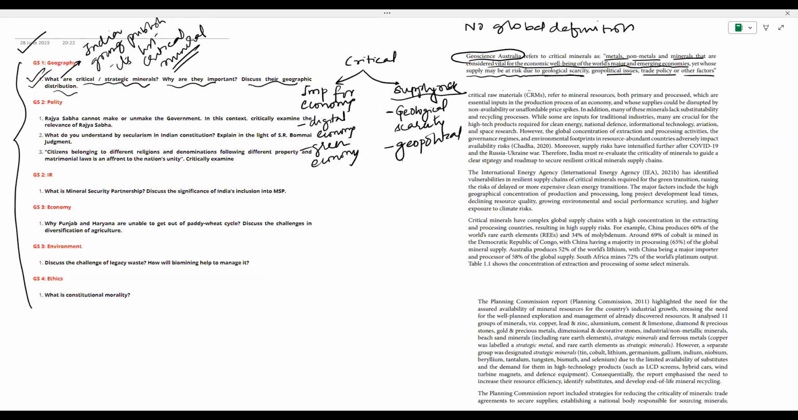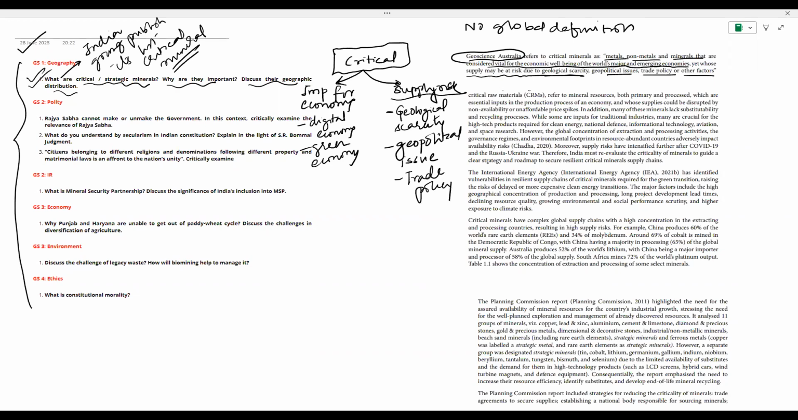For example, China controls a lot of critical minerals and it is using it as a geopolitical tool. Sometimes China will decide that it is not going to supply these critical minerals to America. If suppose China is at war with America, or with India, then it will stop the critical minerals supply to India. So, geopolitical issue and trade policy.